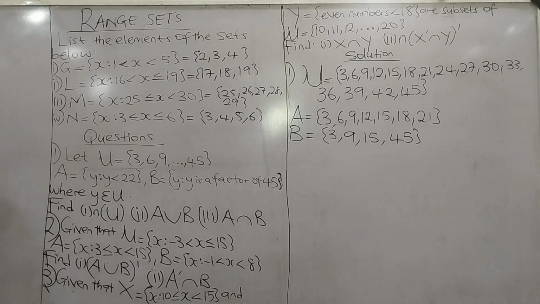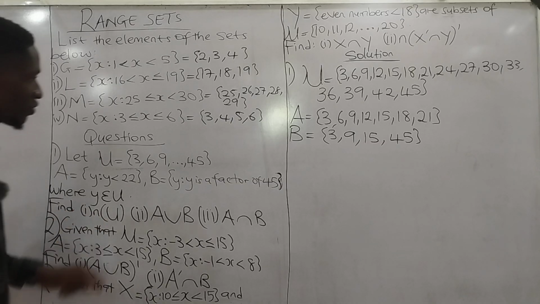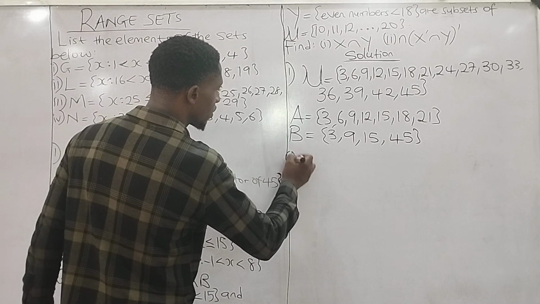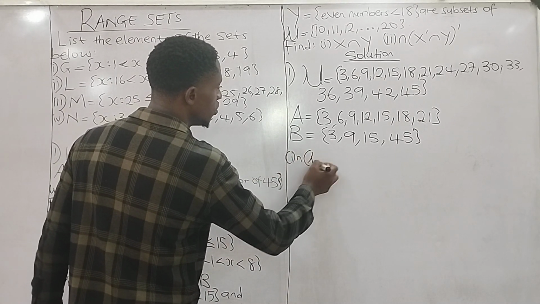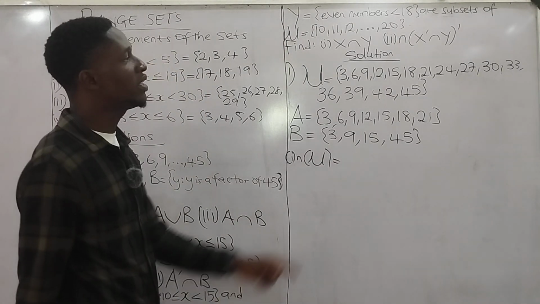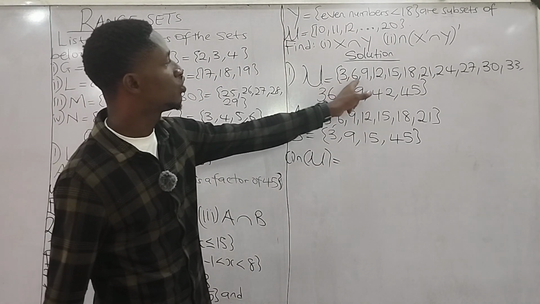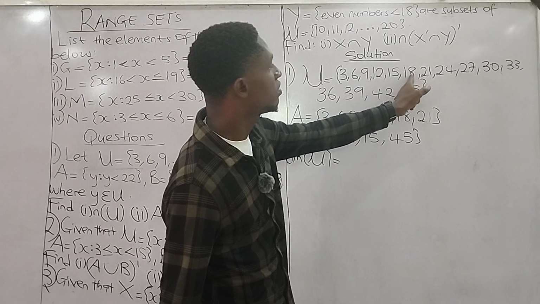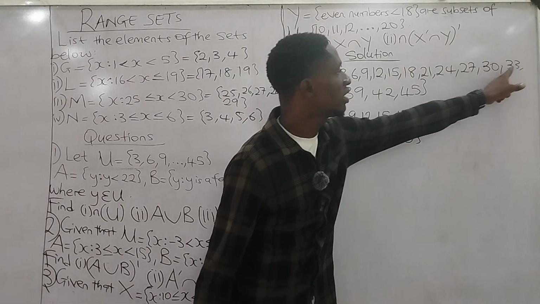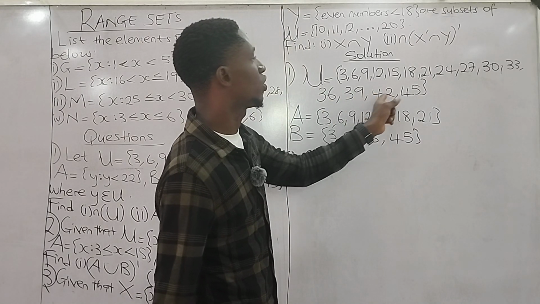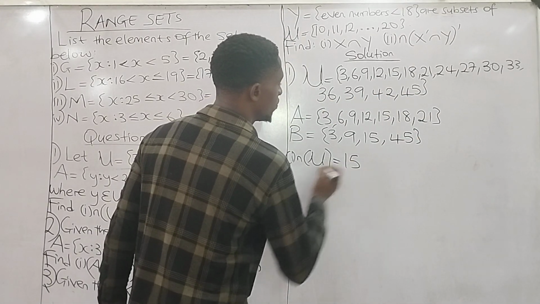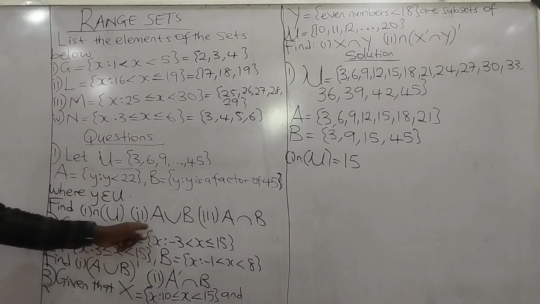So we have listed all the elements in the universal set, set A and set B. Now we have to find n of U. This thing means cardinality of sets. So n of the universal set means how many elements are here? 1, 2, 3, 4, 5, 6, 7, 8, 9, 10, 11, 12, 13, 14, 15. So we have 15 of them. That is the answer. Then we go to part ii.